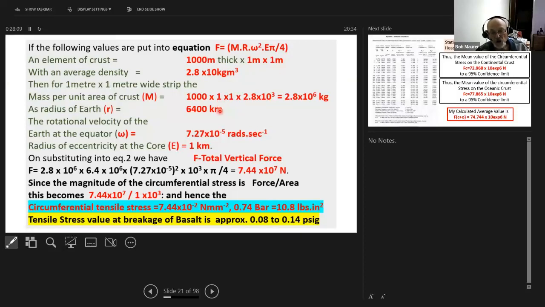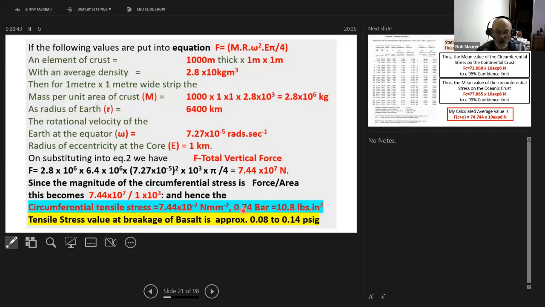The radius we know is 6,400 kilometers. The rotational speed in radians per second is 7.27. And we put it all in this equation. And bingo, we come out with a force. The circumferential tensile stress is 0.00744 newtons per millimeter squared, or to those of us who know indices, 7.44 times 10 to the minus 2, which is the same as 3/4 of the atmosphere above us.